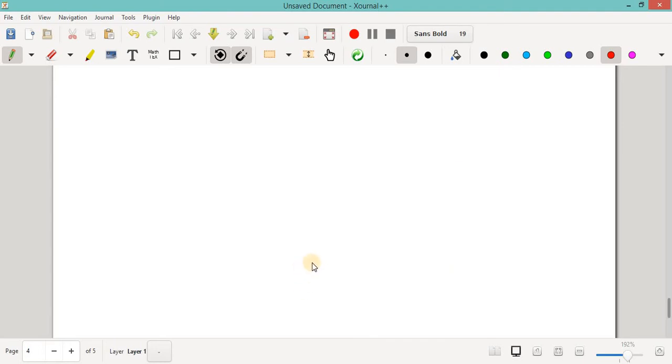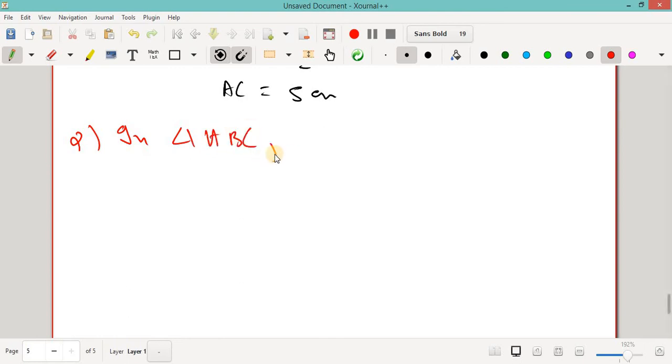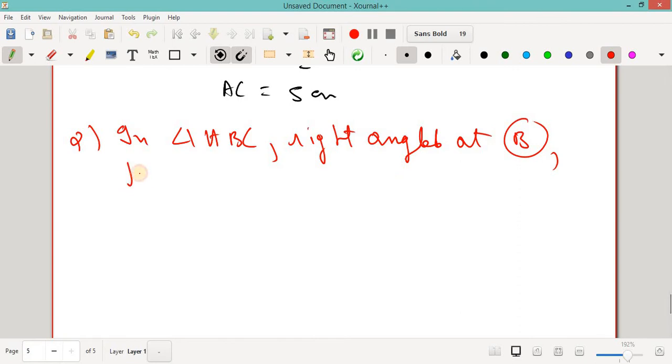Suppose this is given, for example: in triangle ABC, right angled at B. Very important: right angled at B means the side opposite to B will be hypotenuse. In this case it will be AC only, because AB and BC are connected to B. Tan A is given as 24 by 7.